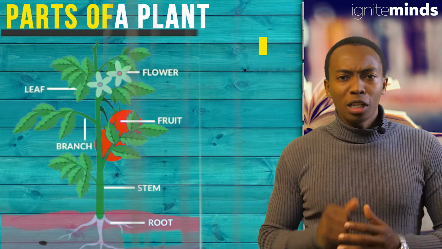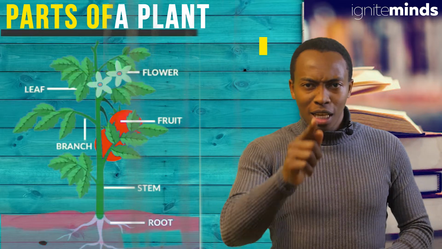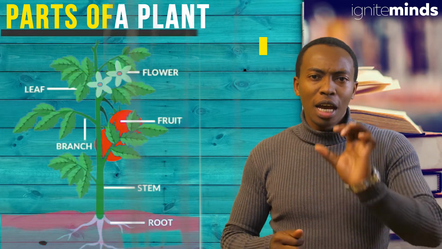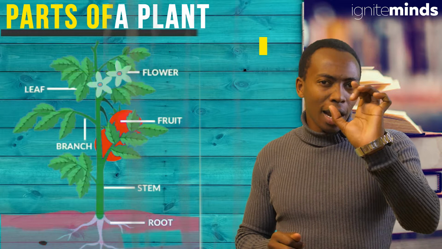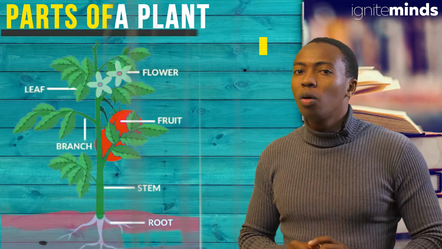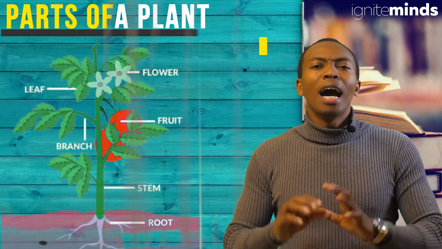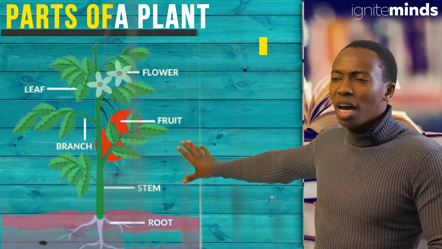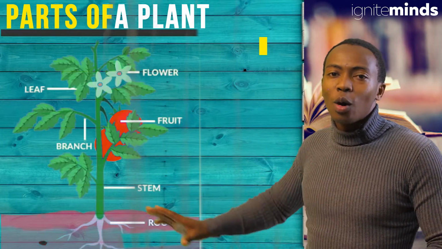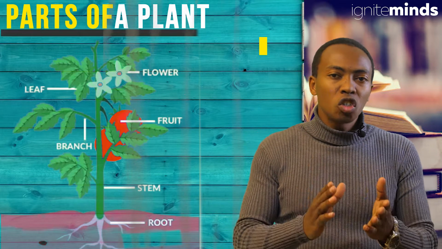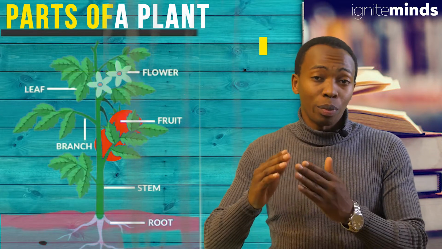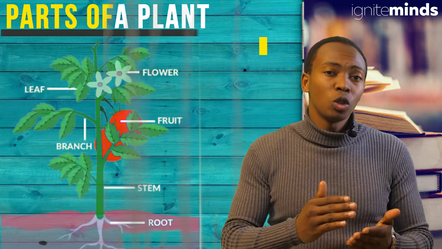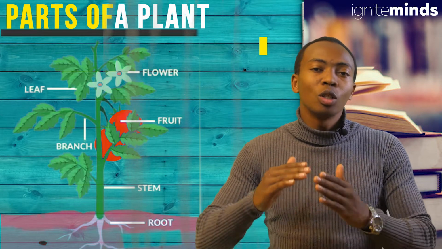Now, before I explain, I want to tell you something. You are eating a fruit, a mango, an apple, a pawpaw, or a banana. Have you ever thought of where it comes from? Now, this is where it all begins. We are going to talk about each and every part of a plant, and I'm going to explain to you its importance to the plant.